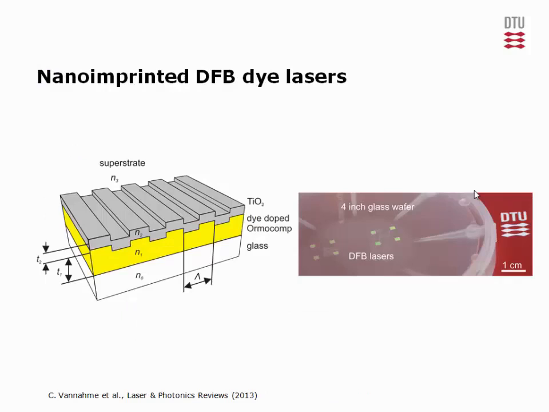Then these lasers, they look like this in our lab. We have glass wafers. We have ormocomb, which is a material that you can structure with ultraviolet nanoimprint. And it's doped with a pyromethane dye that's emitting around 600 nanometers. Then we have a titanium dioxide thin layer on top, which makes this laser a very sensitive sensor. So it basically shifts wavelengths upon a change in the substrate refractive index. And as you can see, we're doing that on 4-inch glass wafers.